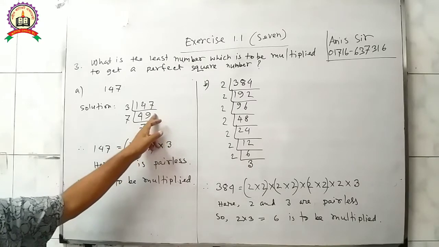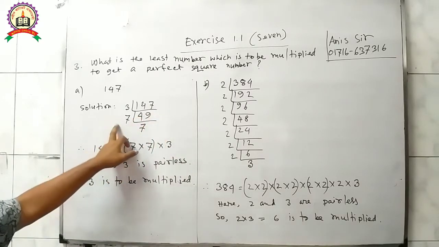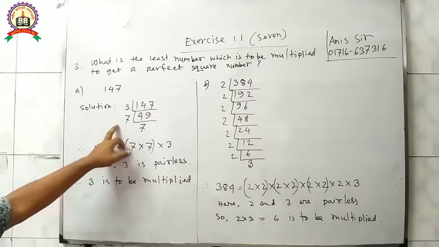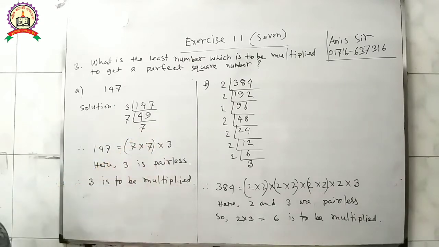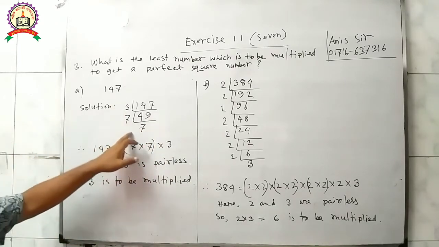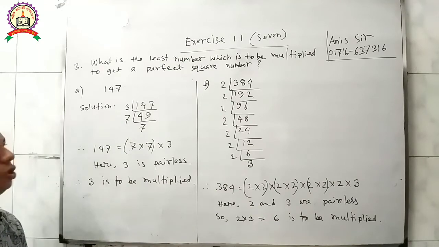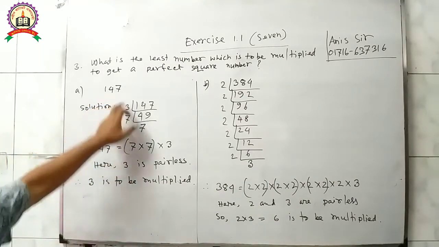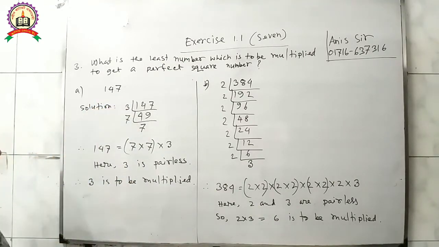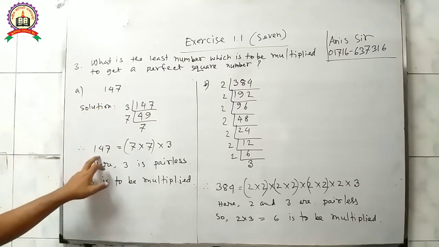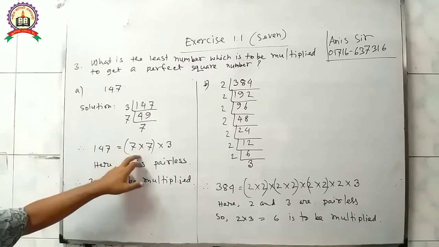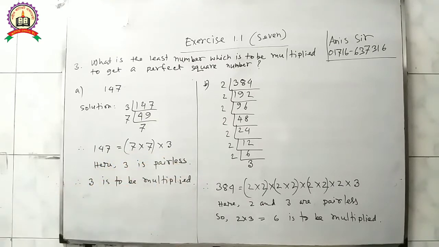And then 49 is divisible by 7. 7 into 7, we get 49. So 7 into 7, quotient 1. And these three numbers are the prime factors of 147. Now we get the prime factors of 147. So we can write 147 equal to 7 into 7 into 3.